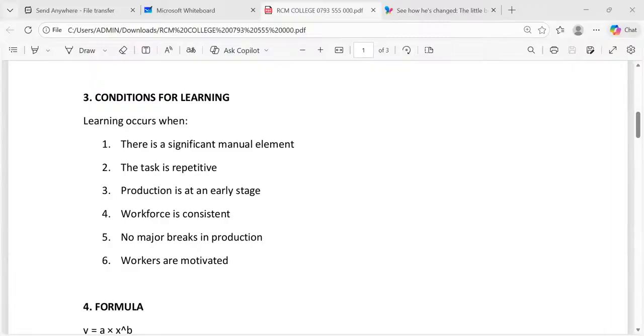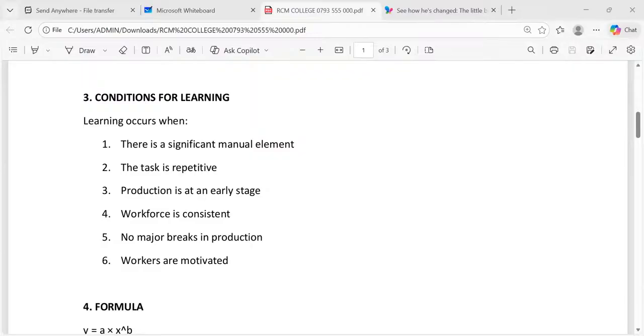No major breaks in production. So if, for example, an organization closes for 3 months, you break totally. When these employees come back, they won't continue from the same learning level. Like in the aviation industry, when a pilot goes on even 1 month leave, when they come back, they have to take a refresher course because of that break. So no major breaks in production.